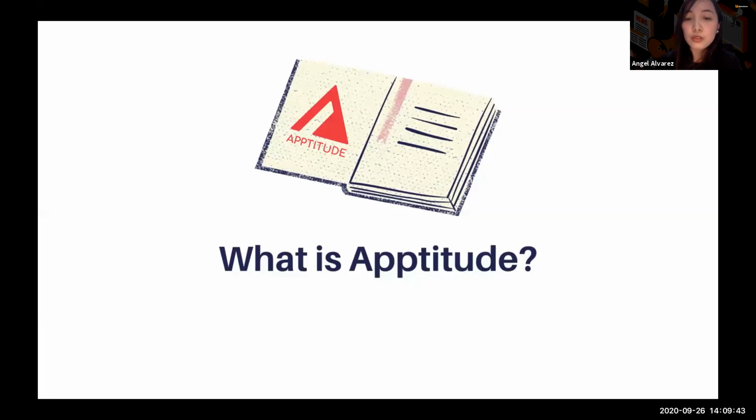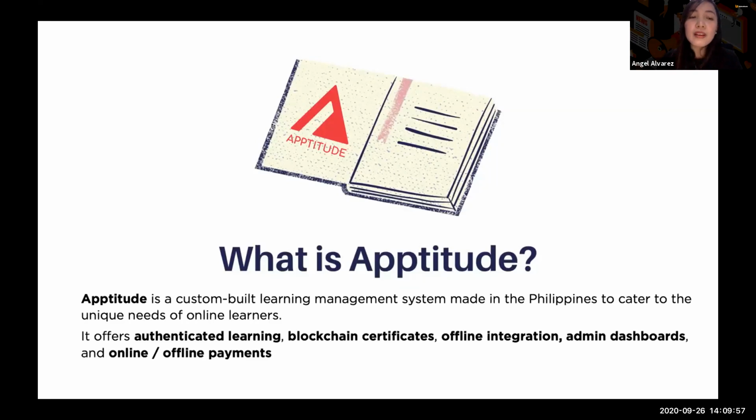With the word aptitude, derive po yun tama sa word na aptitude with a single P. So basically, it's ability and then app is as in yung the application. That's why yun po, ganun yung history na binigay ni aptitude sa amin. So, aptitude is a custom-built learning management system made in the Philippines to cater to the online needs of online learners. So, it offers po authenticated learning. So, students need to authenticate para po makapag-enroll sila dun sa course or dun sa lesson that you want to share with them. And then, blockchain certificates. So, every course, pwede pong may certificate na agad na mag-generate.